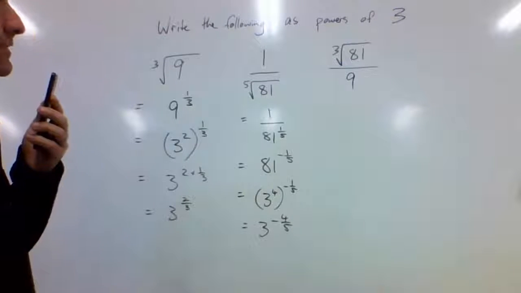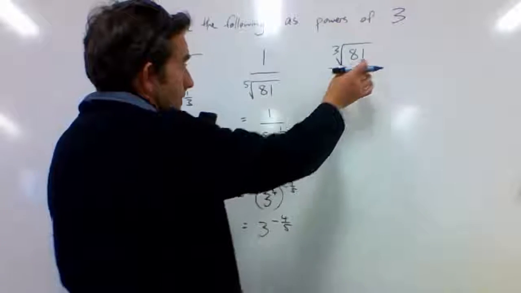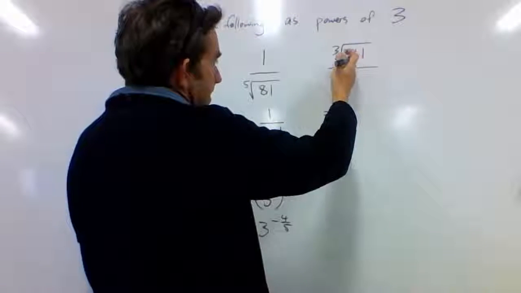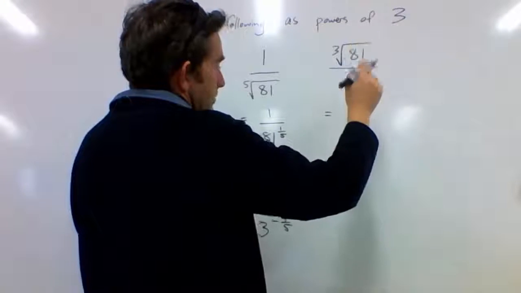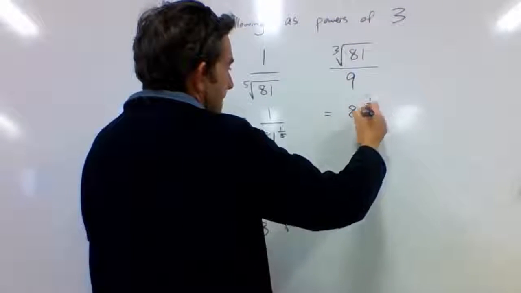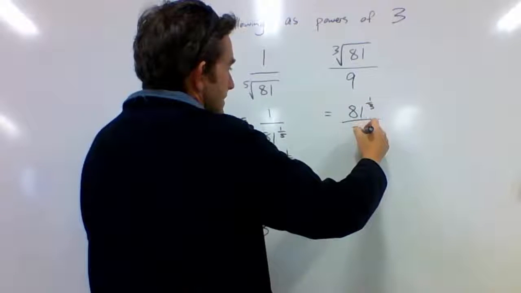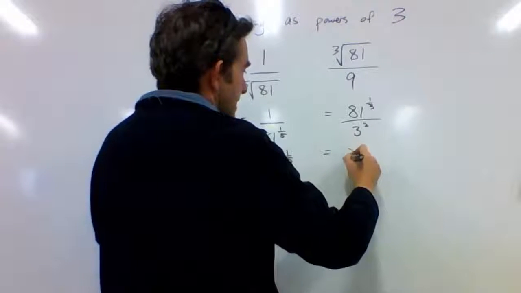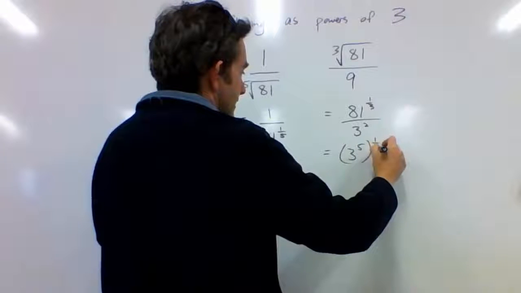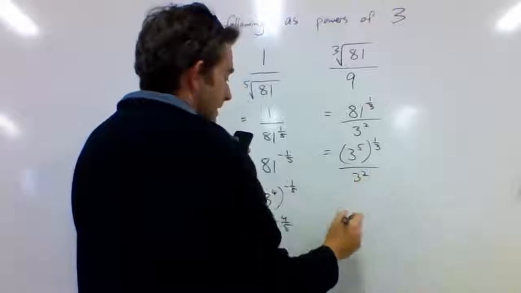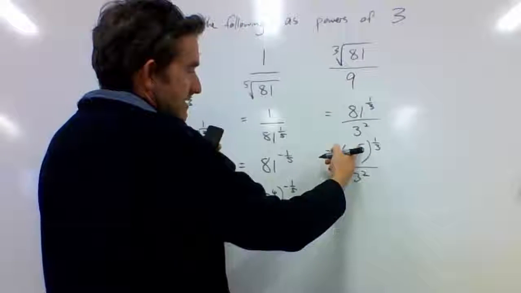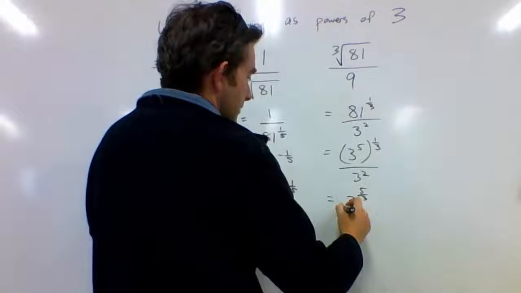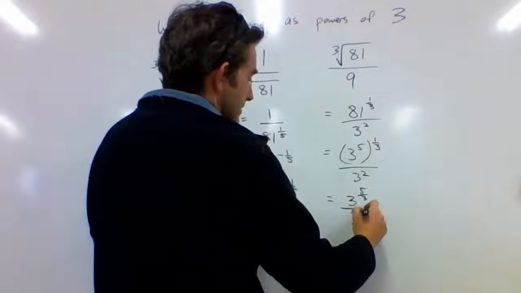And the last one, not too tricky. I'm going to do the top bit and the bottom bit simultaneously. So let's see, the cube root of 81 is 81 to the power of a third. And 9 I know is 3 squared. Next I'll write 81 as a power of 3, 3 to the power of 5, to the power of a third, over 3 squared. Up the top here I need to multiply 5 by a third, so that's 3 to the power of 5 over 3. And on the bottom I've got 3 to the power of 2.